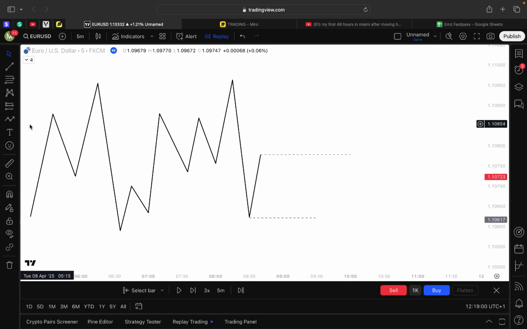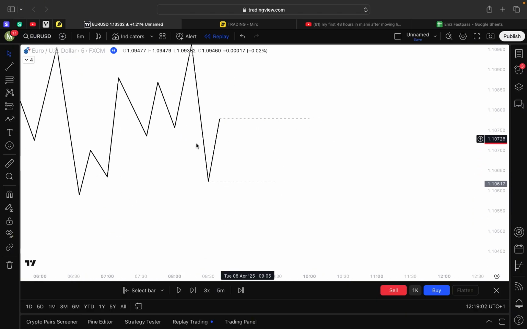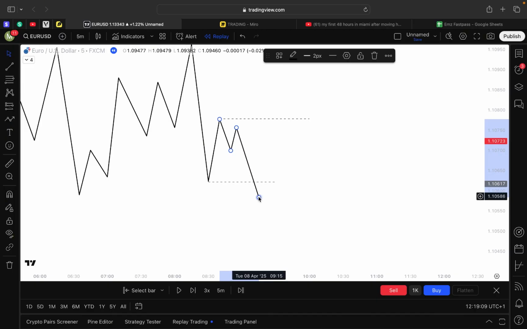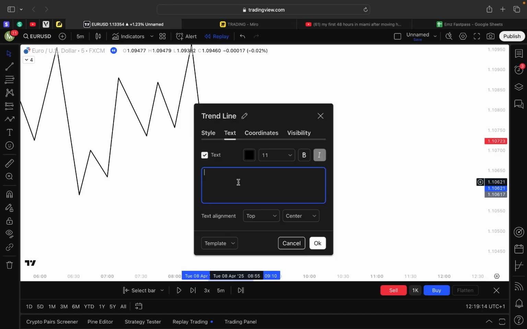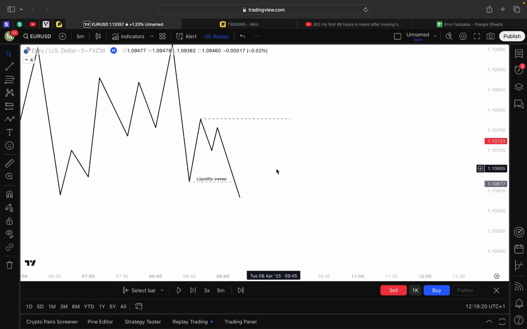You need to wait for price to actually mitigate one of these two areas, right? So let's say it actually took out the highs, for example, right? Or let's say it took out the lows, because it hasn't done that in the video yet. So let's say it took out the lows. Now what you need to be doing is mark this out as a liquidity sweep first of all.